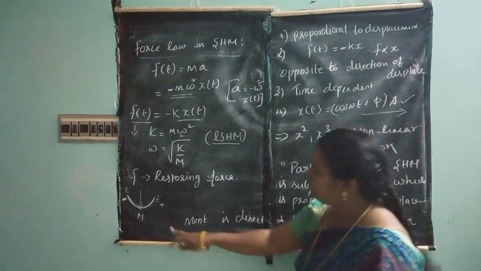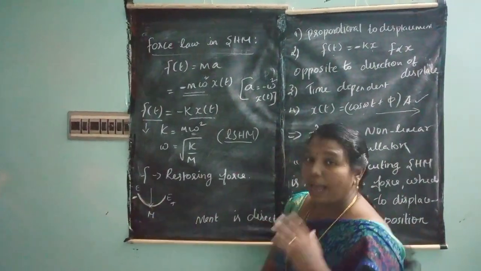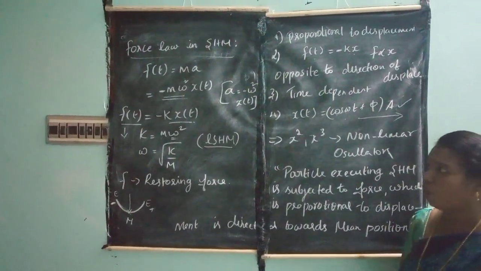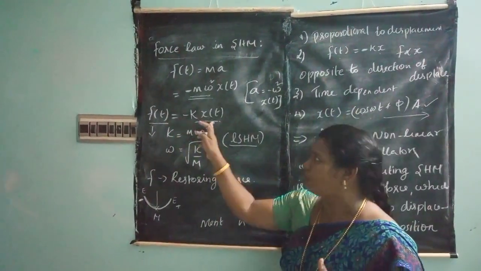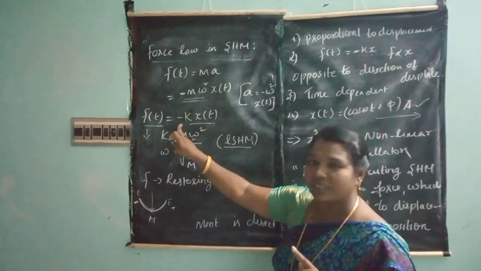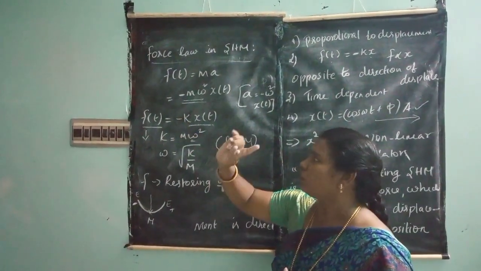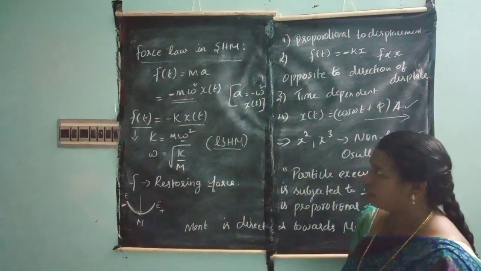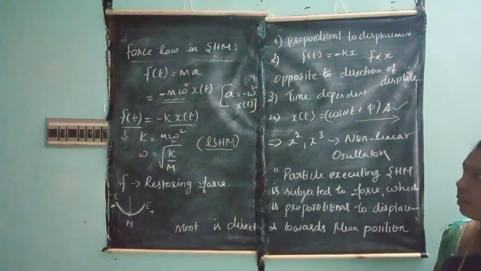According to the mean position, the displacement always happens in the opposite direction, so the restoring force is directly proportional to the displacement but in the opposite direction. Removing the proportionality, you put in one constant term, called the force constant. So this is the force law in simple harmonic motion.